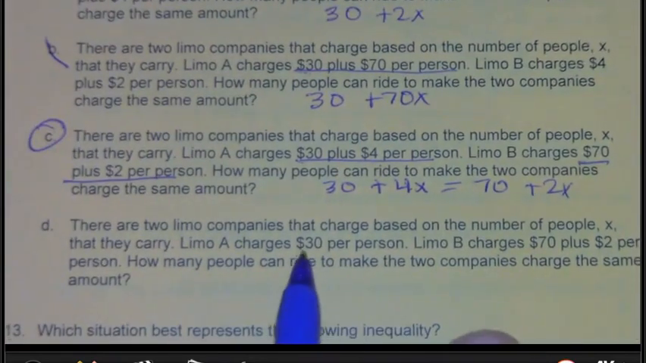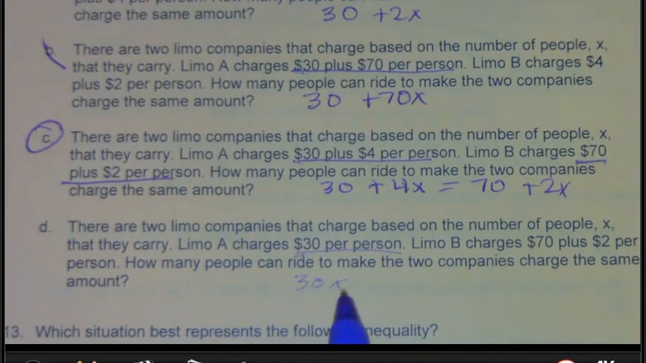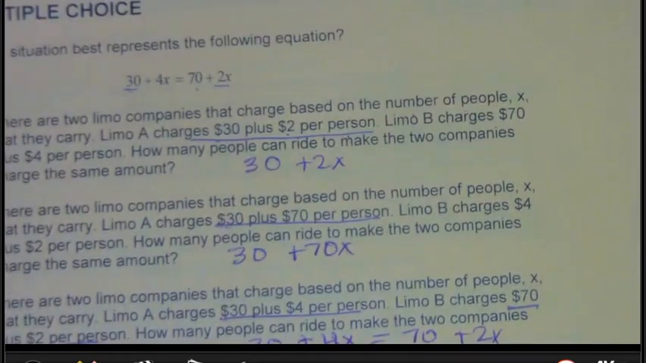And then we can look down here at D if we really wanted to. A charges 30 per person, which would be 30x, which is not what I have up here. It's just a solid 30.